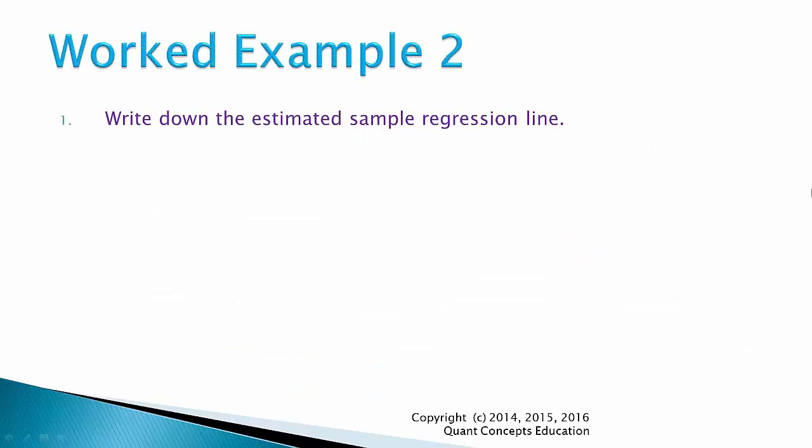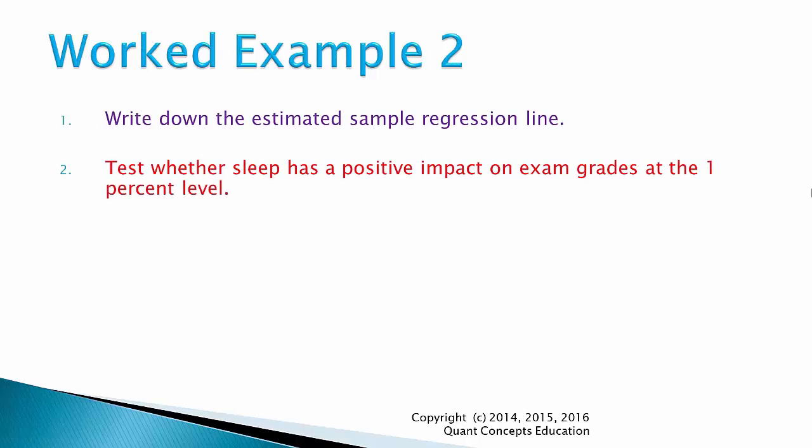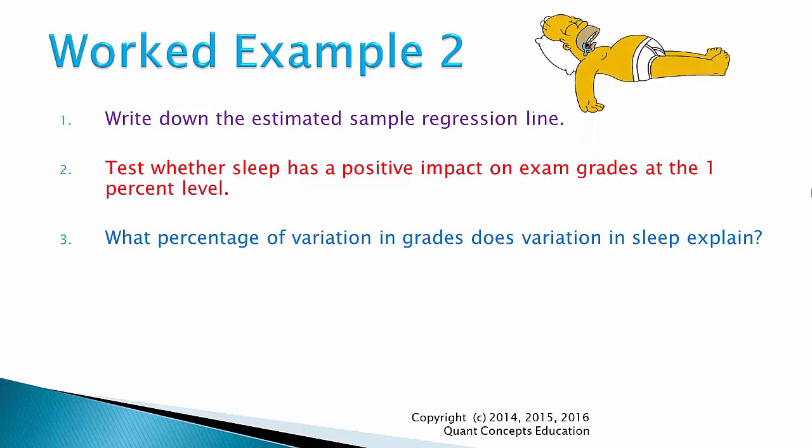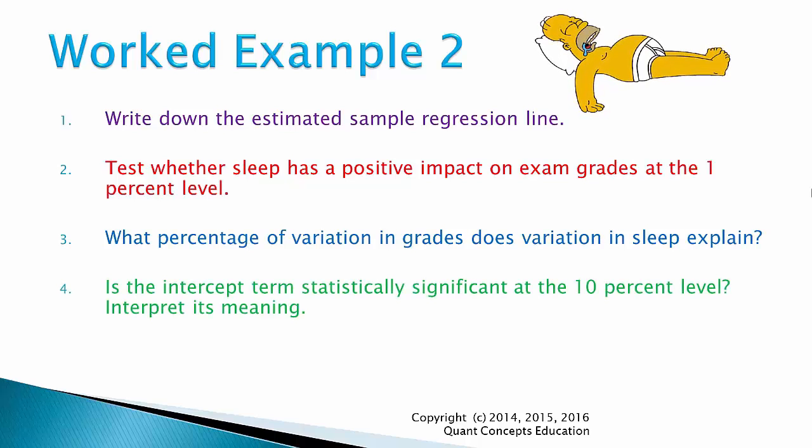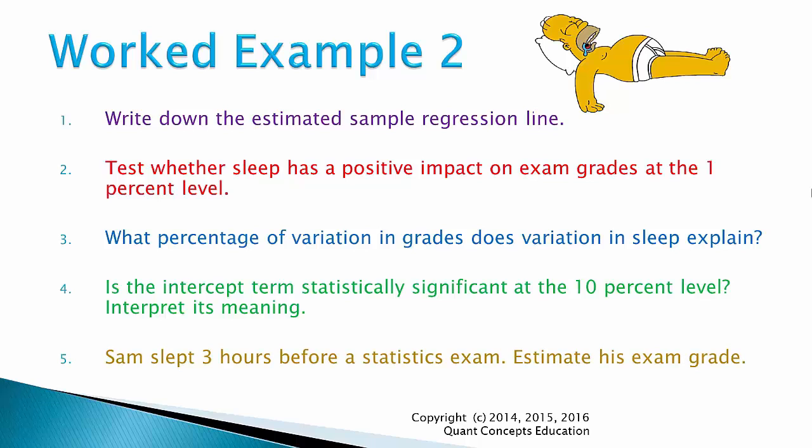Write down the estimated sample regression line. Test whether sleep has a positive impact on exam grades at the 1% level. What percentage of variation in grades does variation in sleep explain? Is the intercept term statistically significant at the 10% level? Interpret its meaning. And Sam slept 3 hours before a statistics exam. Estimate his exam grade. There's some new stuff here, but don't worry, it's very straightforward.